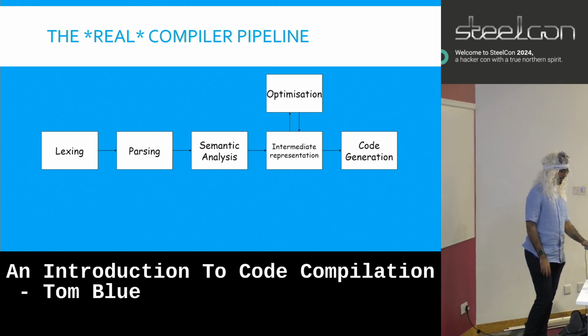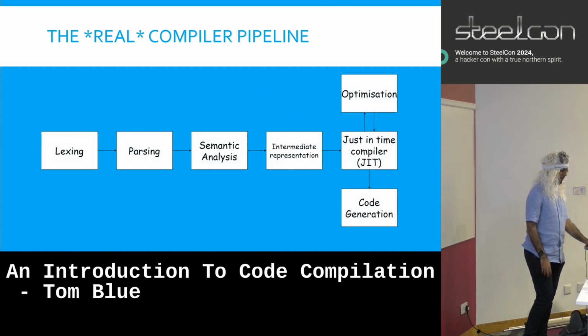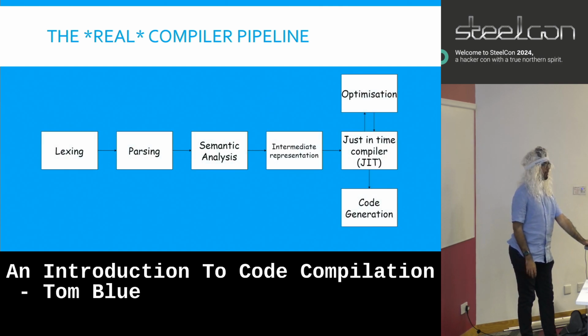Another example, this is what C# would look like. C# does result in a .exe file, which makes it look like it might be compiled, but it isn't. It uses what's called a just-in-time compiler. So you get to intermediate representation, and that intermediate representation is passed into what's called a just-in-time compiler, which compiles your code as it's being run, hence the name.